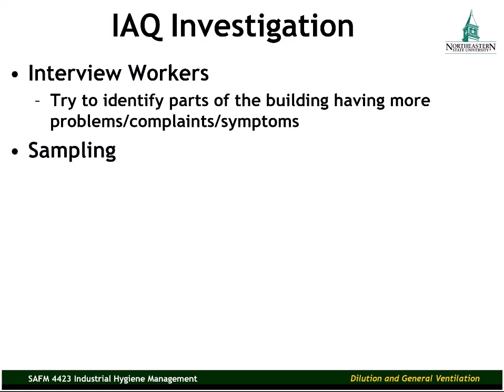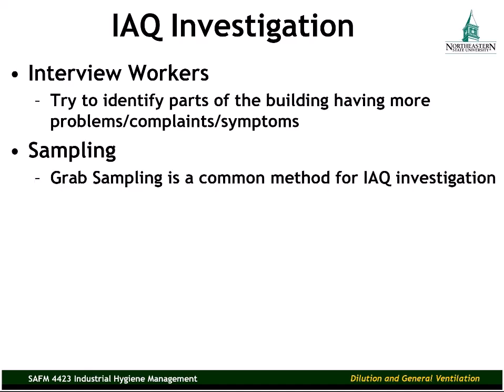You would also want to do some type of sampling. You want to take some air samples. Grab sampling is a real common method for IAQ investigations. They go in and take a cross section of the air in an area. Either use the grab sampling canisters that we talked about previously, or they use the Tedlar bags that we talked about previously. And what you would want to do is take multiple samples from around the area.